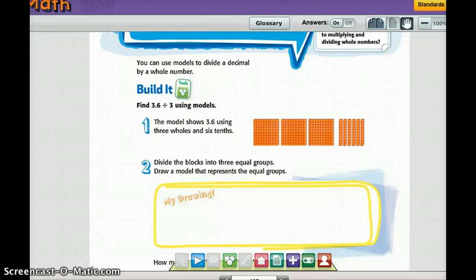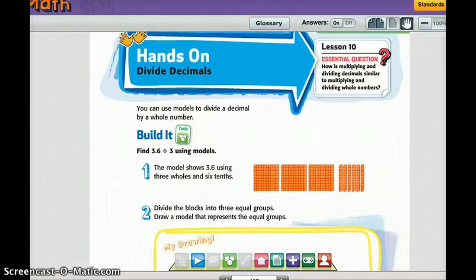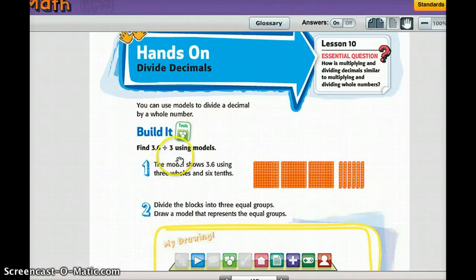All right, let's take a look at this in our book. I'm on page 437. And so we are looking at 3 and 6/10 divided by 3 using models. So like the girl said, we're first going to use our base 10 blocks to make 3 and 6/10. So here is 1 flat, which is 1 whole, another one, 2 wholes, 3 wholes, and then our 6/10, which are the rods they were talking about.